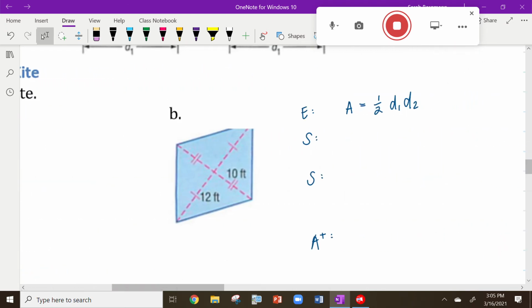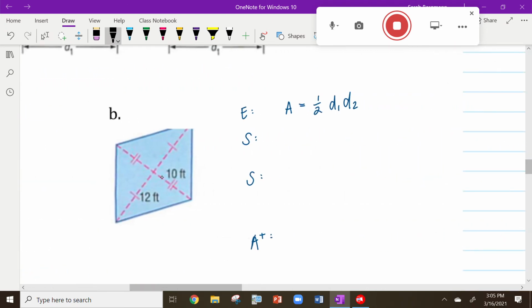Let's try another one. This one is a rhombus. So this one's a little different because they only gave us half of the diagonal. For this one, I know a rhombus has diagonals that are bisecting. So I know if that half is 10 feet, the other half of the diagonal must also be 10 feet. That gives me a total of 20 feet for the first diagonal.